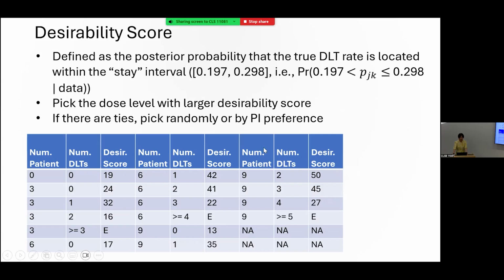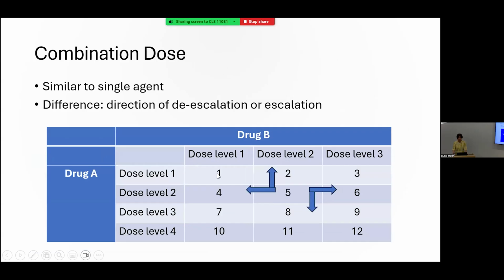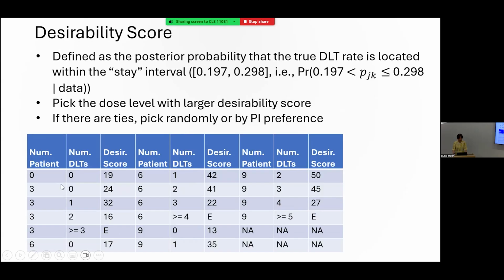And they always want us to pick the dose level with larger desirability scores. Then how to use this table? In this table, we can see a column called number of patients, then number of DLTs, then desirability score. We just look at each cell, observe how many patients we evaluated and how many DLTs we observed, then consult this table to get the desirability score.